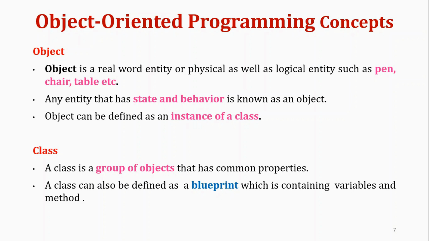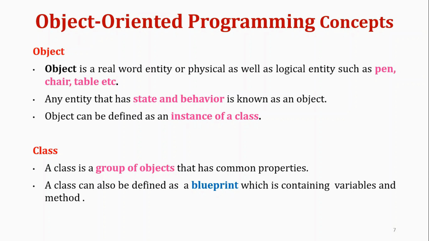And coming to the second one, class. A class is nothing but a collection of objects or a group of objects. These objects have common properties. The members of the class can be accessed by the object. The class can also be defined as a blueprint, which contains variables and methods. Inside a class, you can have variables and methods. These variables and methods are accessed by the objects of the class.